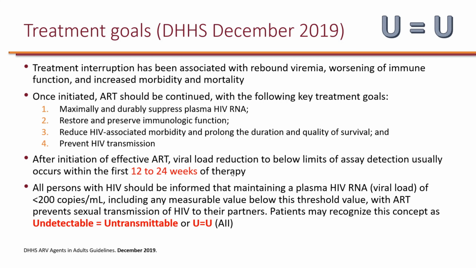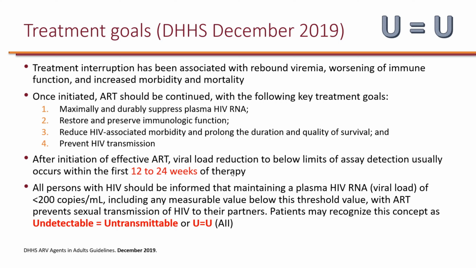Interrupting ART can lead to rebound viremia, worsening of immune function, and increased morbidity and mortality. So therefore, once ART is initiated, it has to be continued with the following goals. So the goal is to maximally and durably suppress HIV RNA in the plasma, to restore and preserve the immune function in HIV patients, to reduce HIV-associated morbidity and prolong the duration and quality of survival, and prevent HIV transmission.